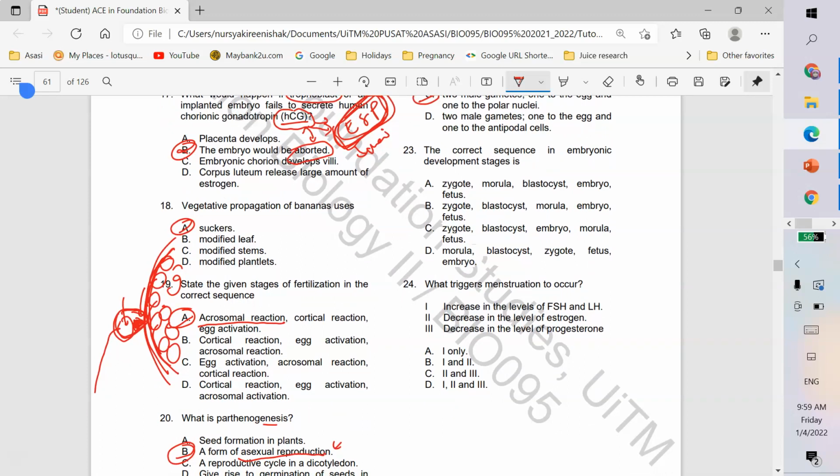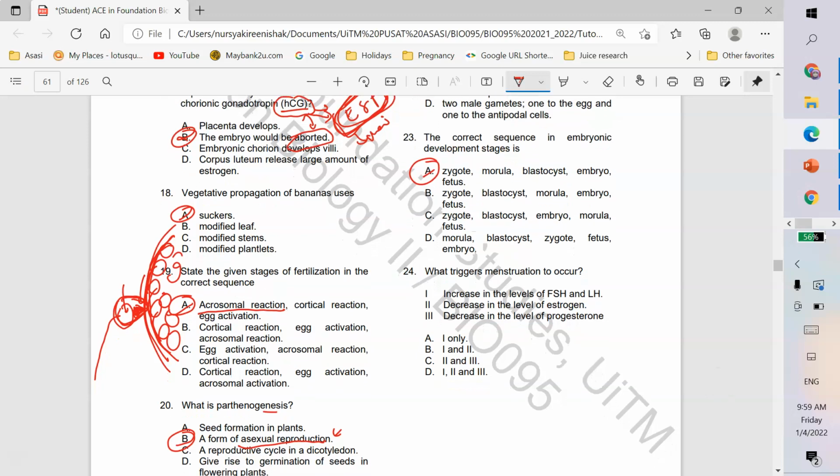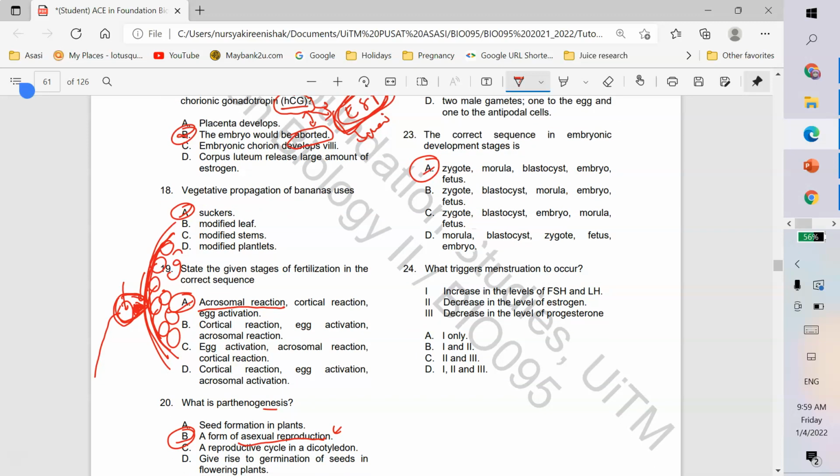Correct sequence in embryonic development stage is A, zygote, morula, blastocyst, embryo, and fetus. Kalau tengok kat sini embryonic development stage, mesti melibatkan perkataan stage ni. So zygote, morula, blastocyst, embryo and fetus. Fetus baby tu lah. Lagi satu soalan dia boleh keluar dalam exam kalau dalam structure kan, embryonic development juga, tapi tak ada perkataan stage. Dia adalah strategies. Keyword dia adalah strategies of embryonic development.